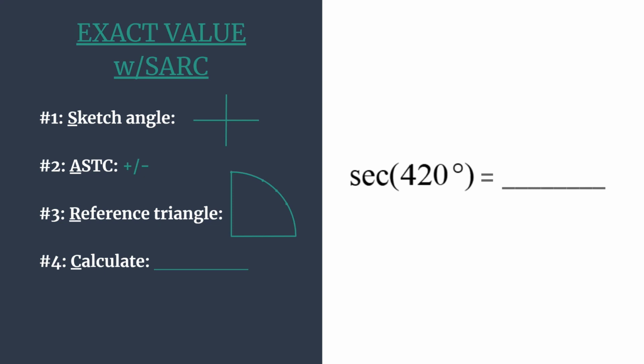And let's start by sketching our angle. So 420 degrees is a positive angle. That means we're rotating in the counterclockwise direction. And we should also notice that this is more than one rotation. And so it's going to be beneficial to find a coterminal angle. That'll make it a lot easier to sketch. And so coterminal simply means same terminal side. Okay, and all we have to do to find a coterminal angle is subtract one rotation, or 360 degrees.